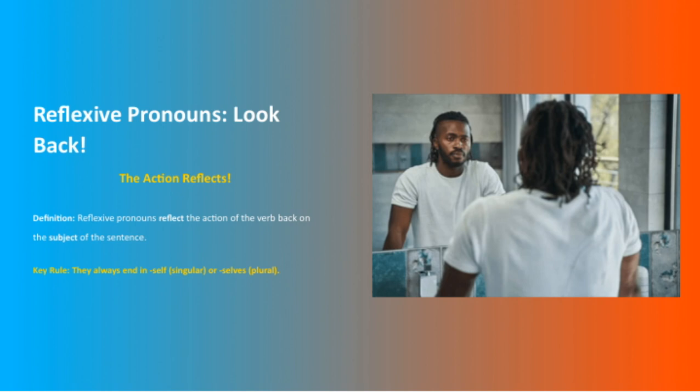So when you're identifying or using reflexive pronouns, remember, look back to the subject of the sentence. They serve as a mirror, showing us who is performing and receiving the action at the same time. Keep this in mind, and you'll be able to spot reflexive pronouns easily and understand their role in sentences.